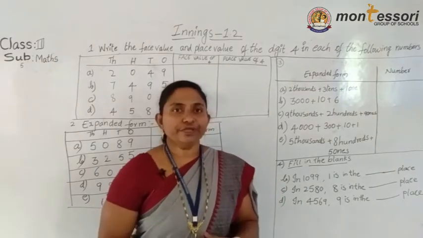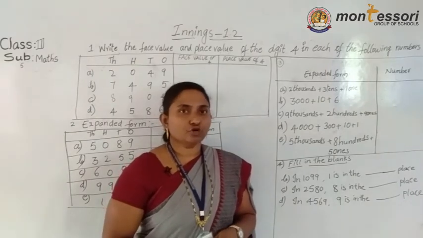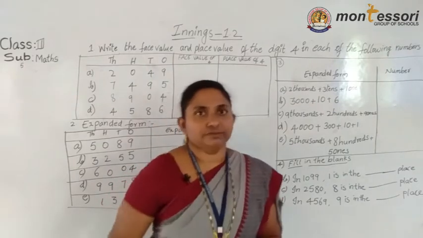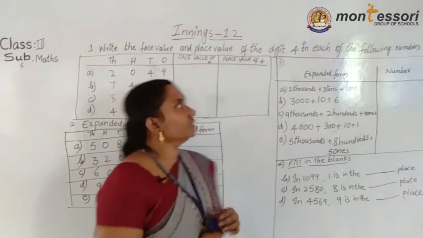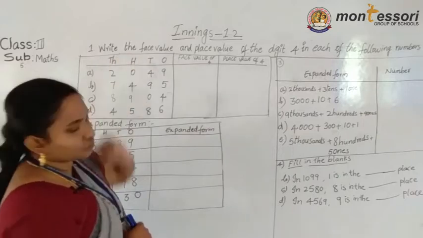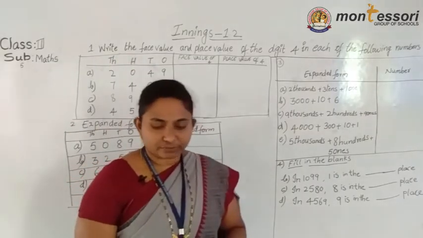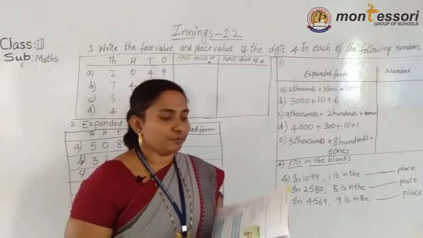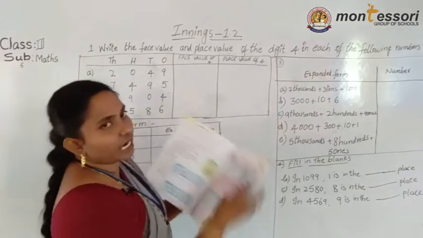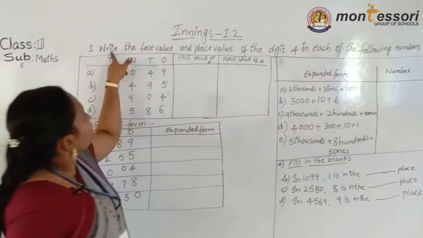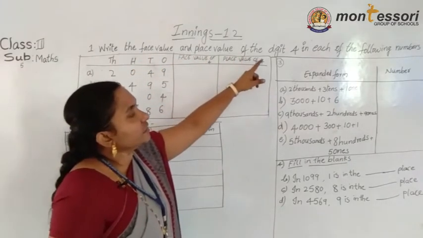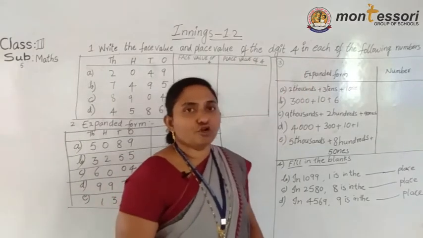Now in the previous video we discussed the topic of face value and place value. In this video we are going to learn about face value and place value in detail. Now all of you open your textbook, page number 7. In this page, first, write the face value. Here I have already written it on the board. Listen carefully. Write the face value and place value of the digit 4 in each of the following numbers.